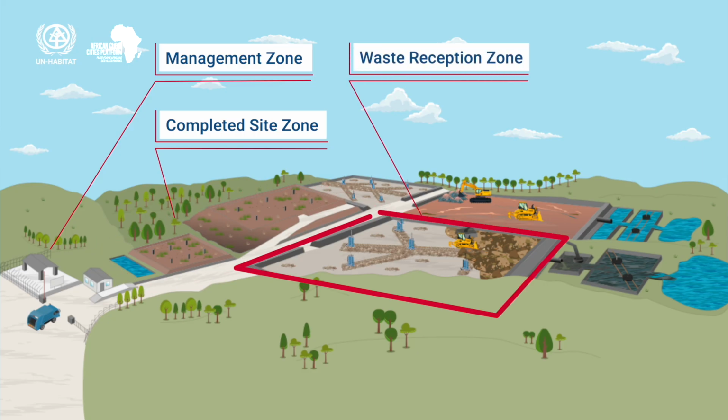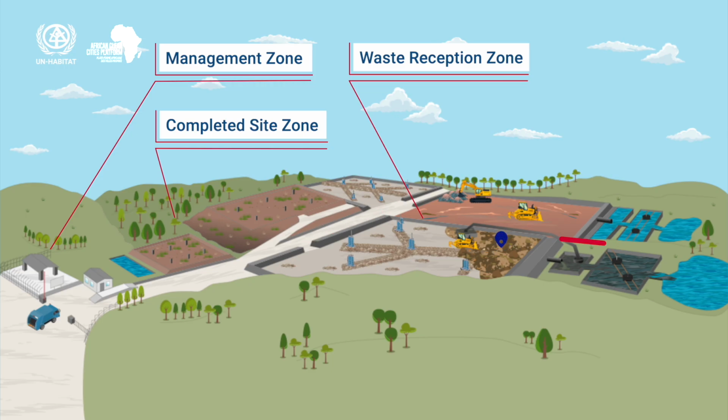This is the ongoing daily waste reception zone. We can see the newly established cells that have the leachate pipes and vertical gas wells in place. There's a well-maintained site road leading to a waste drop-off point. Machinery pushes, layers and compacts the waste into place around the gas pipes before cover soil is applied.